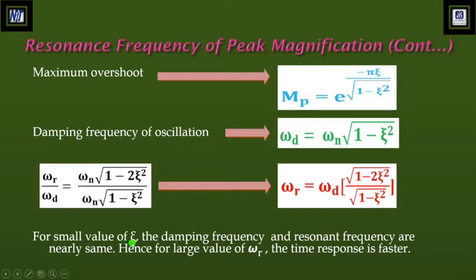For small values of zeta, the damped frequency and resonance frequency are nearly the same. Hence, for a large value of omega r, the time response is faster. It is clear that both Mr and Mp are functions of zeta, and as zeta increases, both Mr and Mp decrease. But Mp is limited to 1 and Mr has very large values.